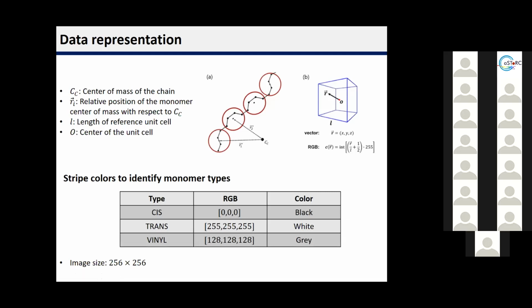For the coarse-grained configuration, beads are placed at the center of mass of each monomer. Here we have some notations about the figure we have on the right. With CC, we denote the center of mass of the chain, and with RI, the relative position of the monomer center of mass with respect to the center of mass of the chain.